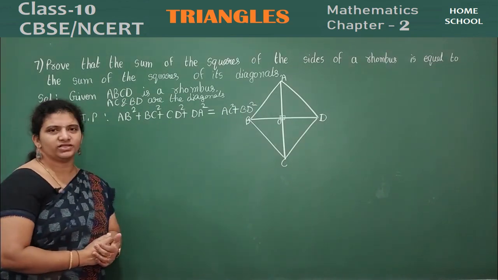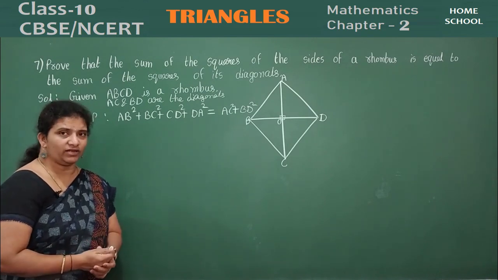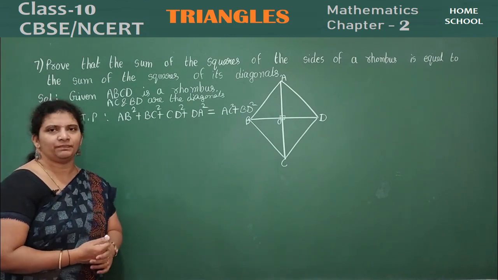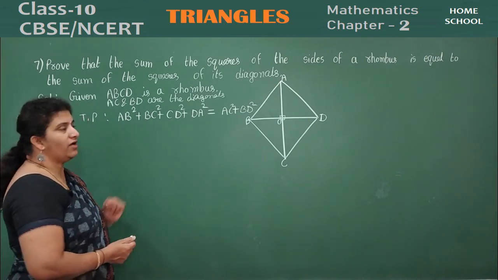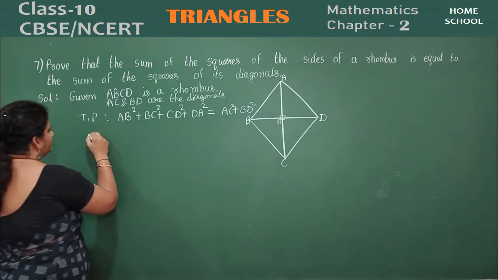How can I prove this? So in a rhombus, what do we know? All sides are equal, right? AB equal to BC equal to CD equal to DA. Okay, so now how can I prove this? So look here, proof.